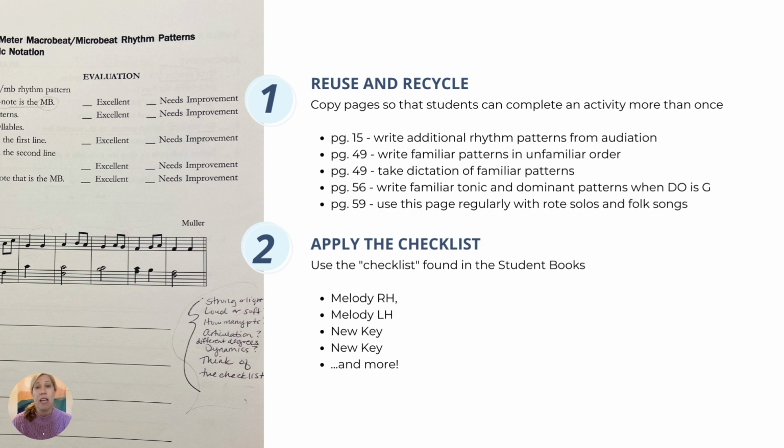So I'll copy pages after my student has already completed the book. Perhaps I'll copy, for example, page 15 for the student to write additional rhythm patterns from audiation. Or I might copy down page 49 to have them write their familiar tonal patterns in unfamiliar order. Or on a different page, their familiar rhythm patterns in unfamiliar order. Familiar patterns in unfamiliar order is a key to moving towards unfamiliar patterns.